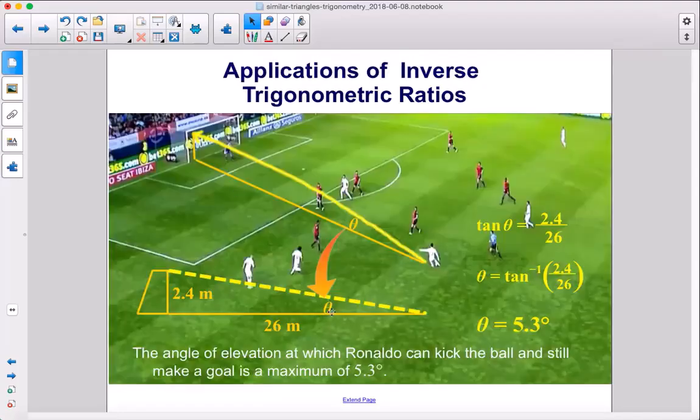Alright, so this is the angle here. The information we've been given is the opposite side and the adjacent side. So that would be tangent. So tangent of theta is 2.4 over 26. Then we have theta equals the inverse tangent of 2.4 over 26. Therefore, theta equals 5.3 degrees. The angle of elevation at which Ronaldo can kick the ball and still make a goal is a maximum of 5.3 degrees.